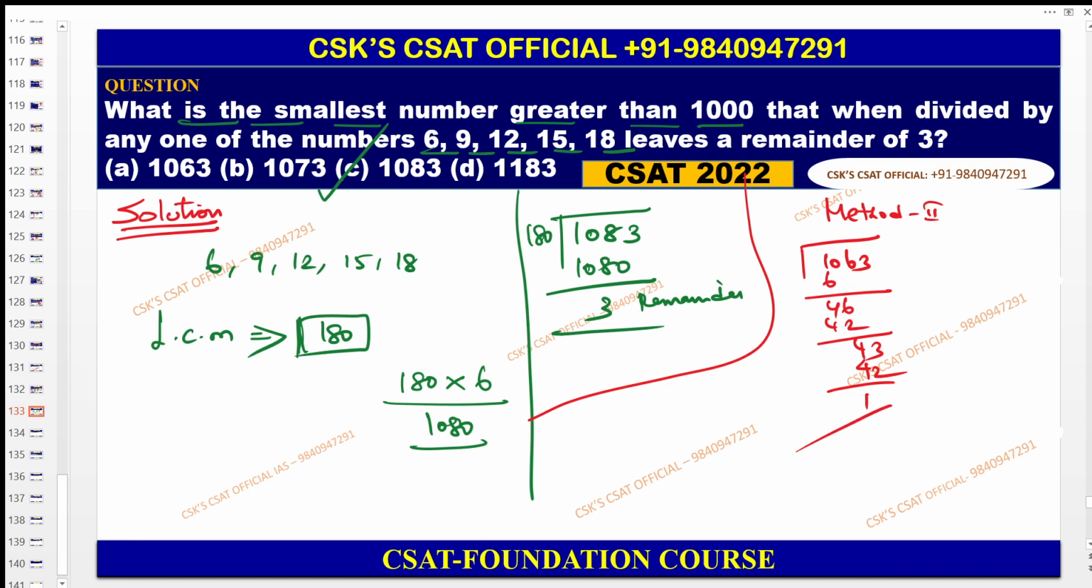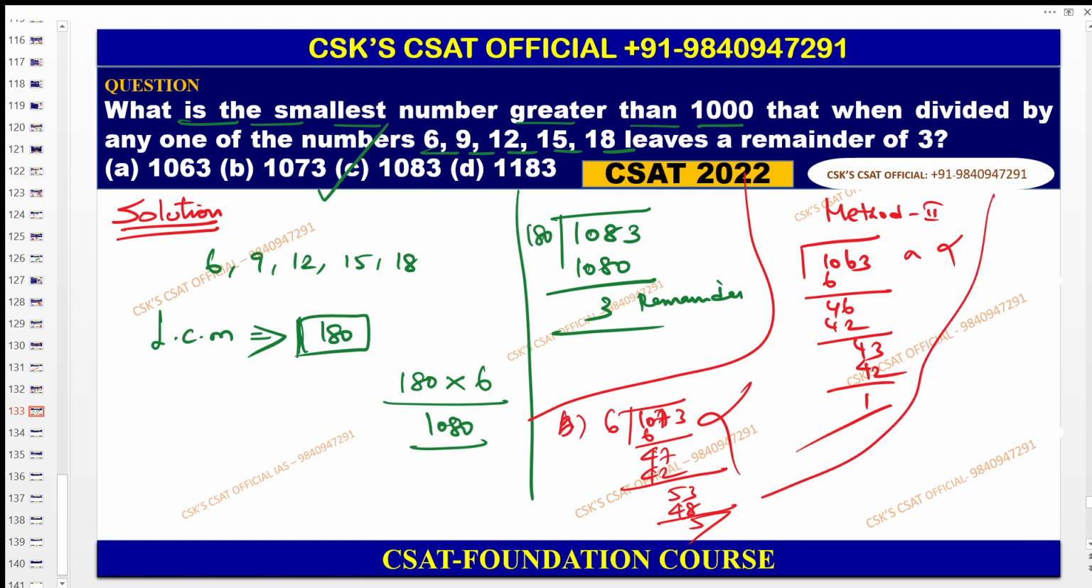Understood? You can go with the elimination technique, even if you don't know this LCM, etc. Option A is eliminated. That's it. Right. Let us move on with option B. 1073. Divisible by 6. 6 goes. 4, 47, 42 goes. Then 53. 53 means 48 goes. So 5 is the remainder. So that is also, leave it. Option B also. Getting the elimination method is also very important.